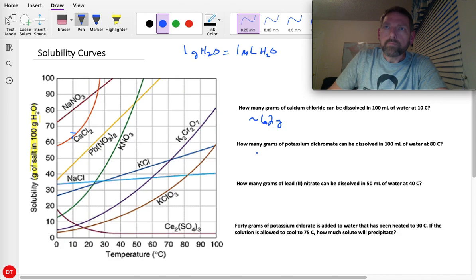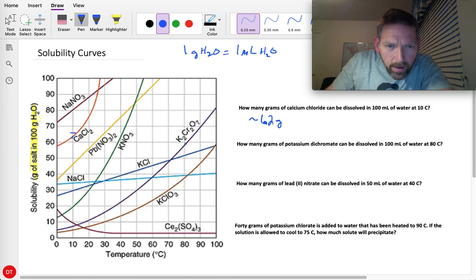Okay. So now we've got potassium dichromate. That's that compound right there. How many grams of potassium dichromate can dissolve in 100 milliliters of water at 80 degrees Celsius? All right, so 80 degrees Celsius. So we just ignore all the other curves. All we're worried about is this curve right there. This purple line here, this pretty purple line of potassium dichromate. So 80 degrees Celsius.